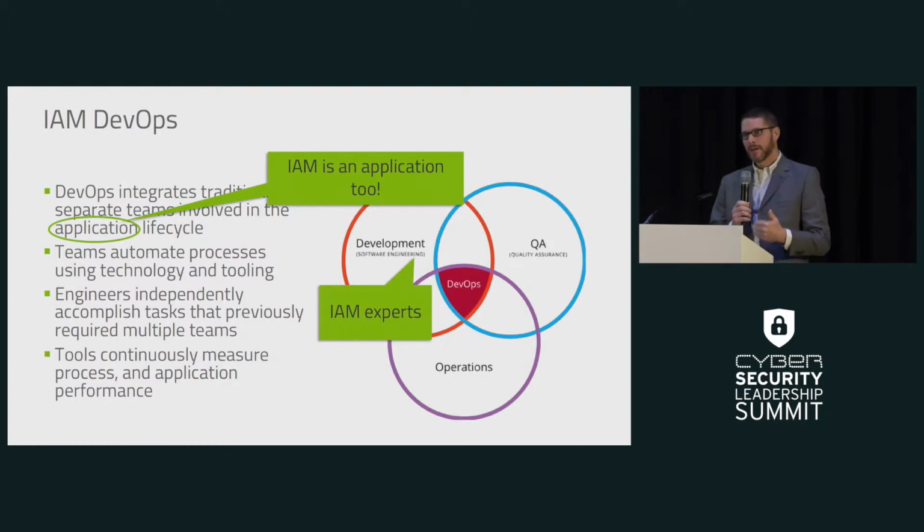If we bring IAM to DevOps, then what does that mean? Well, IAM is an application too. So let's treat it the same. Why should we have two different processes, one for implementing IAM and access control, and a completely different one for building and deploying applications?